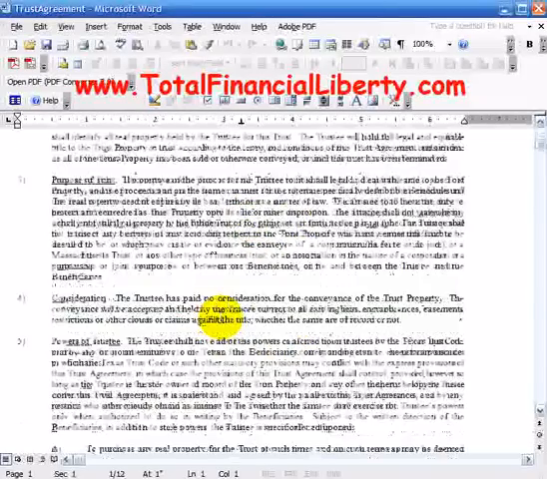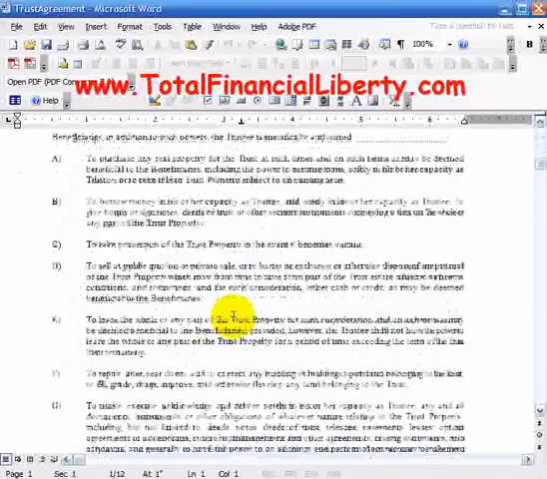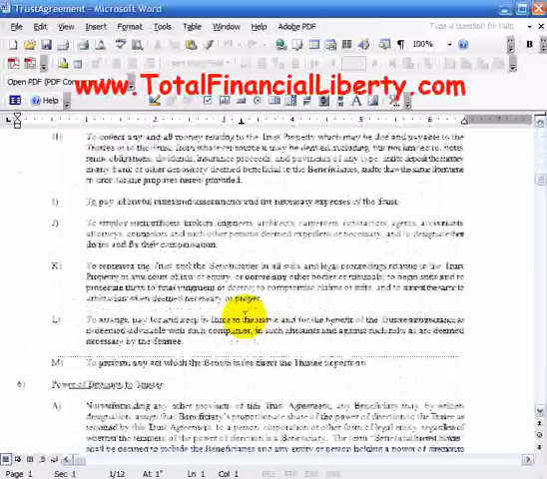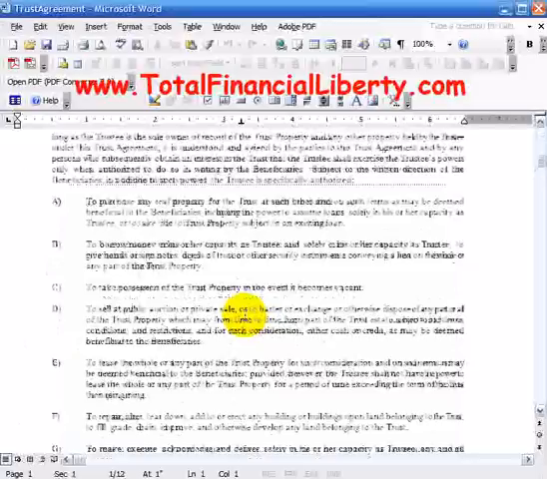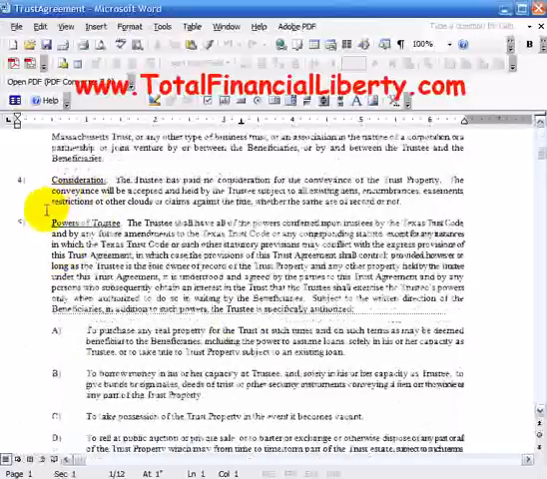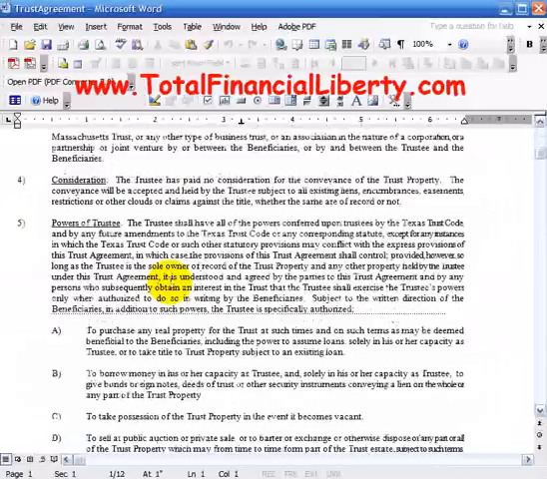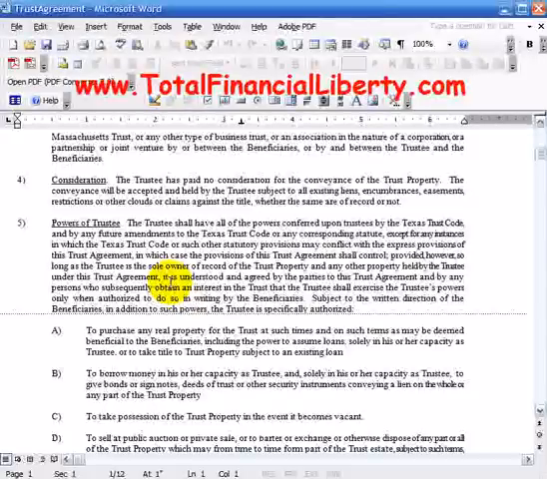What's the purpose of the trust? You've got all this legalese here. I'll let you look over your own particular land trust. The main thing you need to know is, what are the powers of the trustee? And the main thing to note in here is that the trustee can only act upon written direction from the beneficiary.